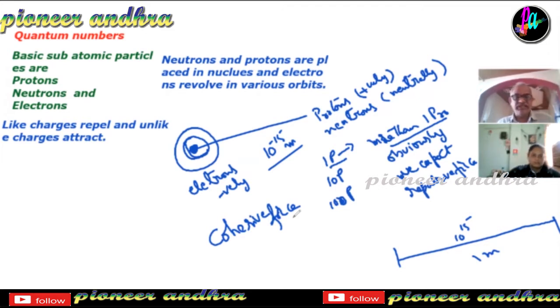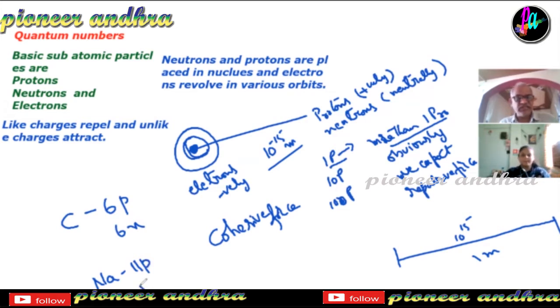For example, you see carbon, its atomic number is 6. It has 6 protons and 6 neutrons. Whereas you take the example of sodium, its atomic number is 11. It means that it has 11 protons and 12 neutrons.